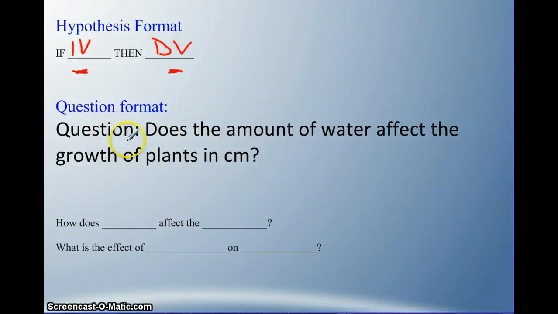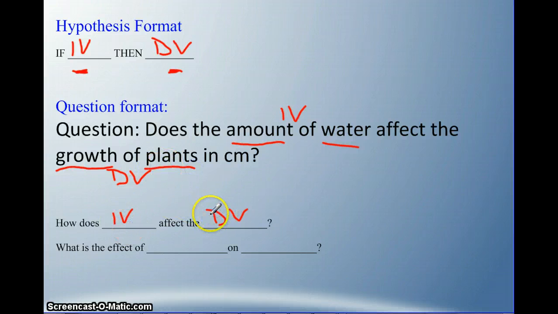The question. Okay, so we put it here: does the amount of water affect the growth of plants in centimeters? Okay, we want to say, how does the independent variable affect the dependent variable? So we can identify this in our question. How does the amount of water, here's our independent variable, affect the growth of plants? Here's our dependent variable. Alright, so we need to set up our question with the independent and dependent variable in it.